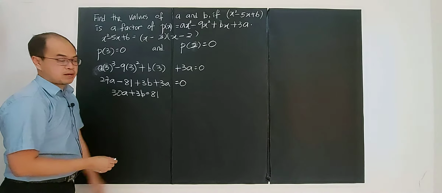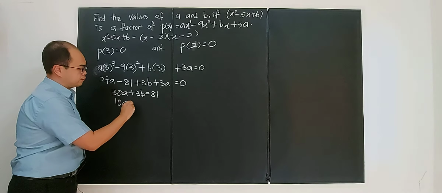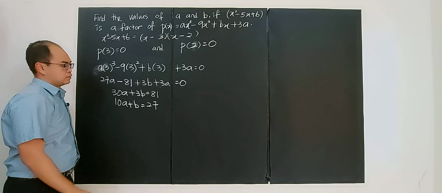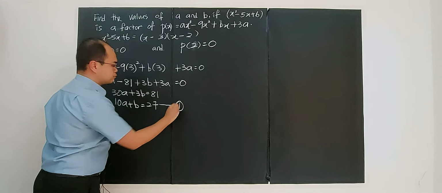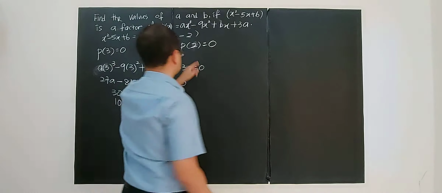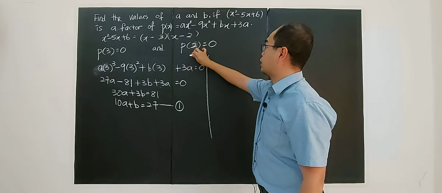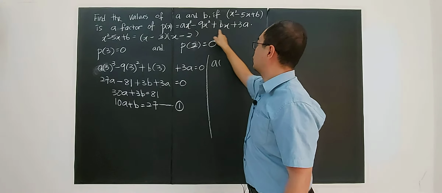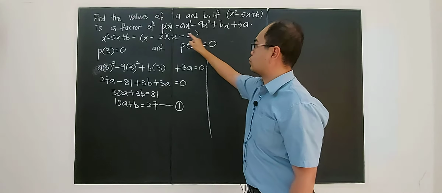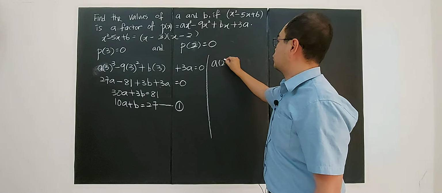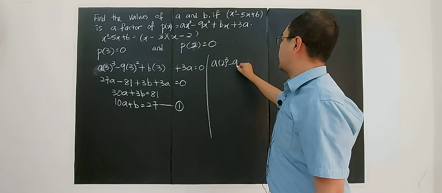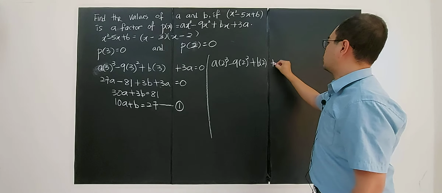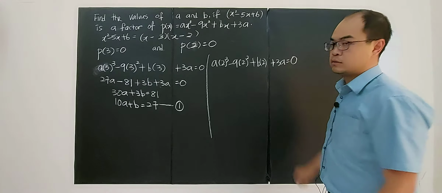I think this one can be simplified by dividing by 3. So you have 10a plus b equals 27, right? So that is equation 1. Later we go for this. I think the second equation we'll get from here. So you substitute 2 into p(2), and it equals 0 because this is also a factor. So a times 2 to the power of 3 minus 9 times 2 squared plus b times 2 plus 3a also will be 0.